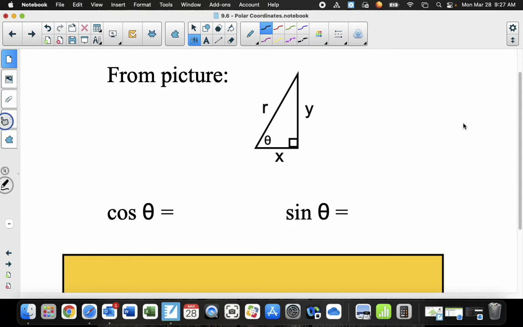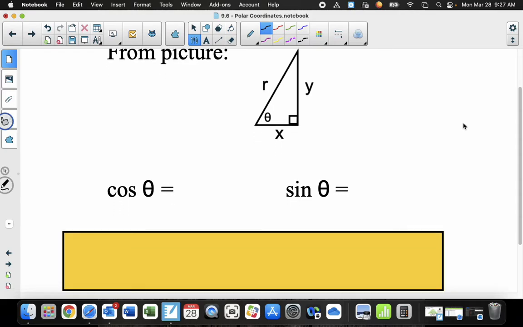There's our triangle that we're dealing with. What's the cosine of theta in that picture? What over what? Adjacent. Remember, cosine is adjacent over hypotenuse. So it is x over r. So the cosine of theta in that picture is the ratio of x to r.